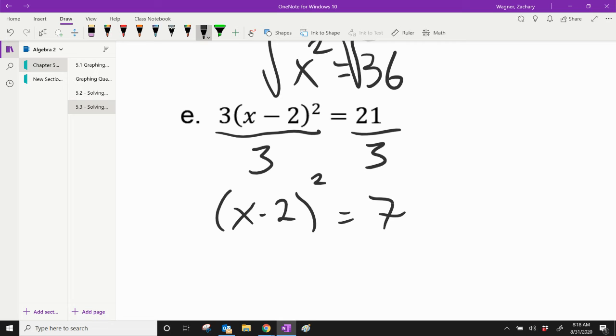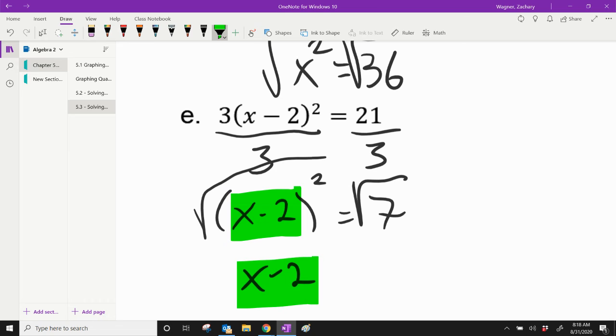Divide by 3 on both sides. (x minus 2) quantity squared equals 7. At this point, this is where we square root both sides. We're left with x minus 2. Just make sure whatever's in the parentheses lives on. This is equal to plus or minus root 7. Always make sure to tag that plus and minus in front.